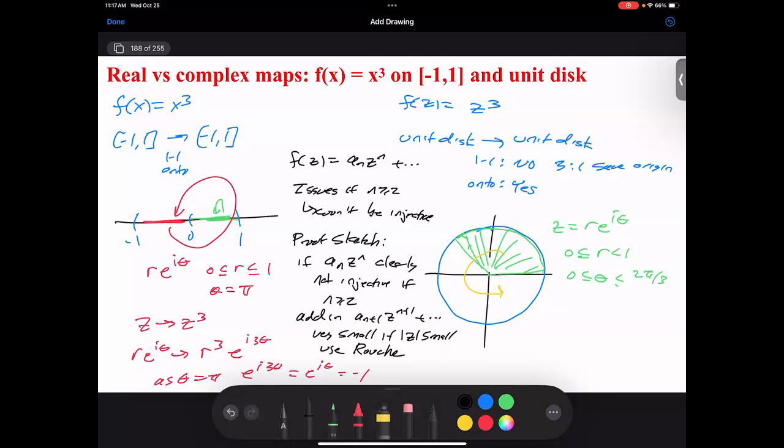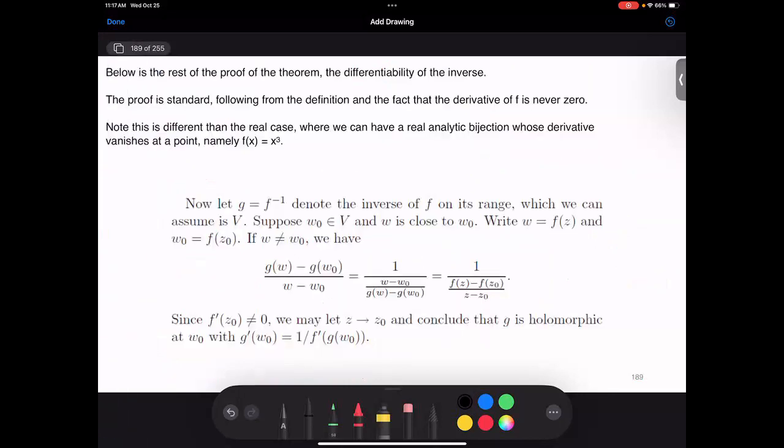Very different than the real analysis case. Now, if you have something that's 0, what do you have to be very careful about? When you divide, you can't divide by 0. So this tells us I can actually divide by f prime if I'm working with a holomorphic injective function, and I don't have to worry about f prime being 0. If I'm looking at a real injective function, I could have f prime be 0, and that's where the problem comes from.